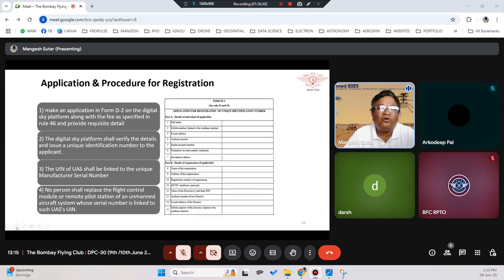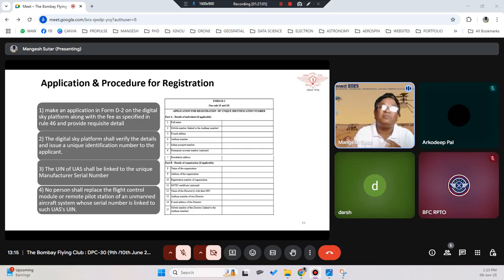Now, how to apply for registration? There is a form called D2, the application for registration of unique identification number. This form is available on the Digital Sky platform. The D2 form has to be followed with the fee specified in Rule 46, and you have to pay it. Then a UIN is issued to the applicant. The UIN is linked with the serial number of your drone, the serial number of your flight controller, and the serial number of your remote control. So all these devices will be there.